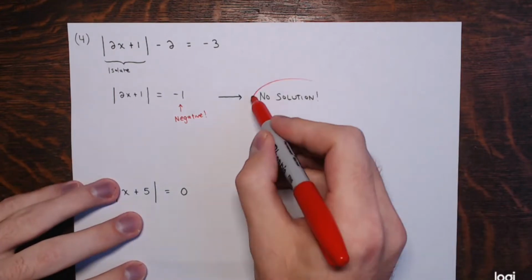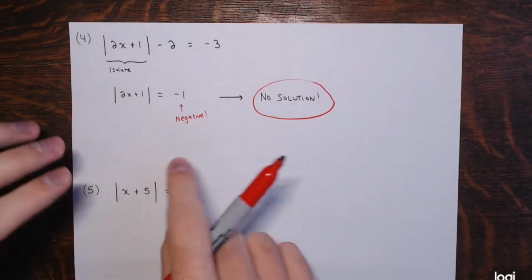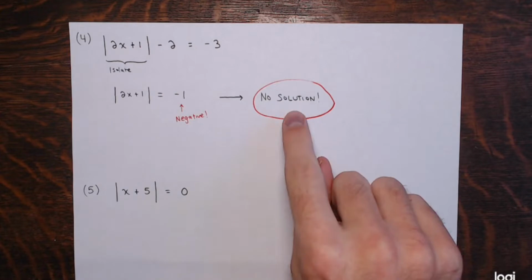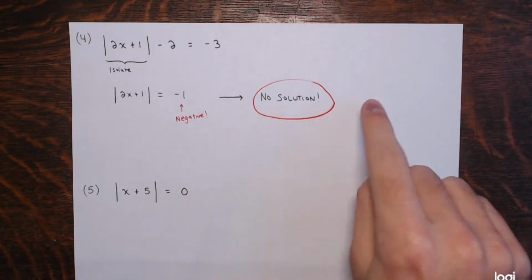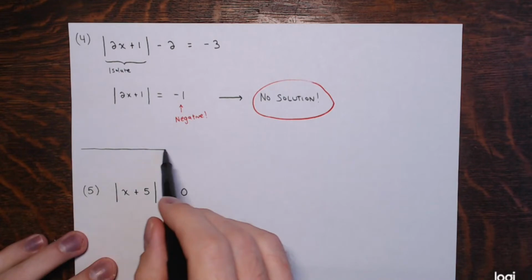And I'm done. Now again, if you don't see that, you could set up the equations and solve them, and you would see that none of them work. All the solutions you find here would be extraneous. They wouldn't work back in the original equation, I promise you. And also, if there's no solution, you could say the solution set is the empty set. Same thing. Okay, easy peasy.